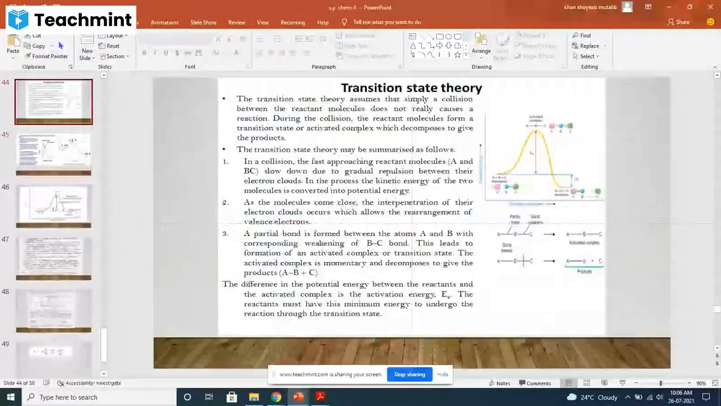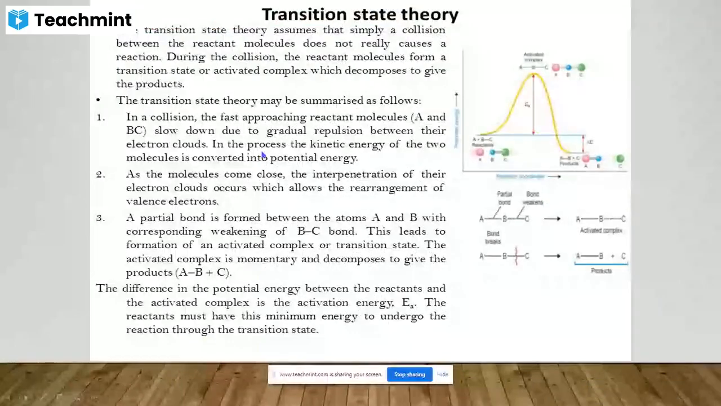Okay, so in the transition state theory, whenever the reactant is passing from reactant to product, it must go through the transition state, where bond formation and bond breaking, both processes, take place simultaneously. So this state we call the transition state.